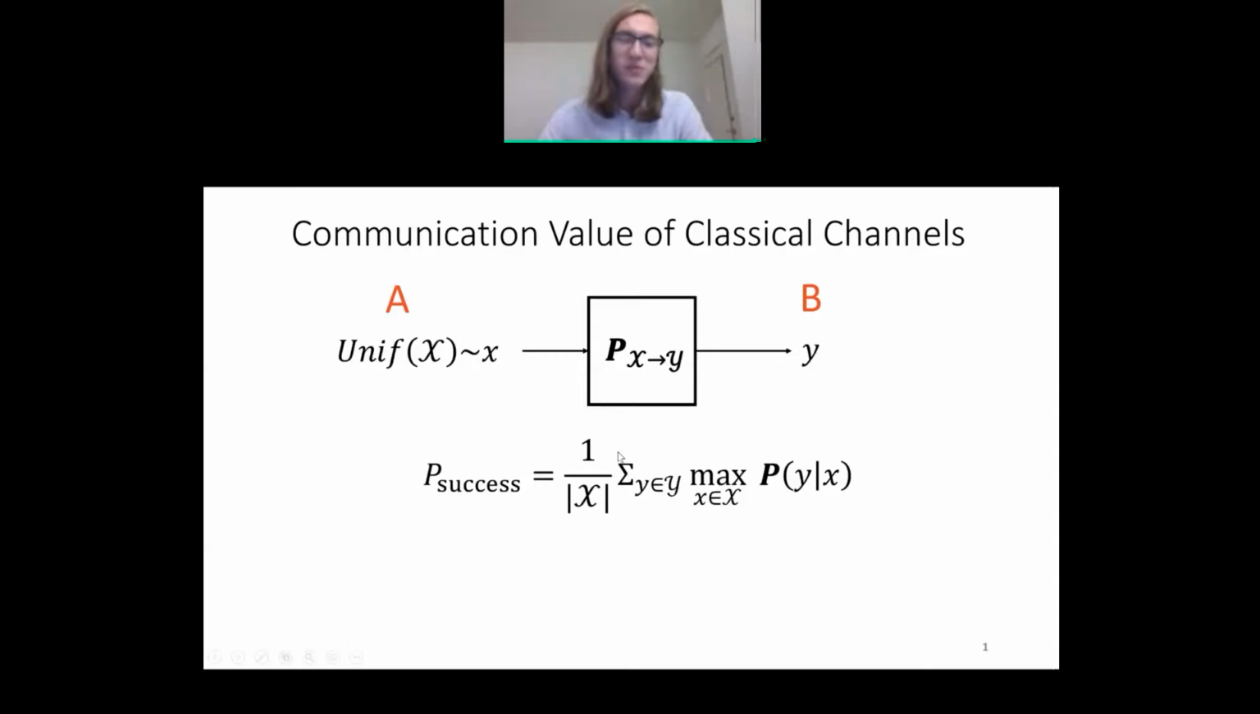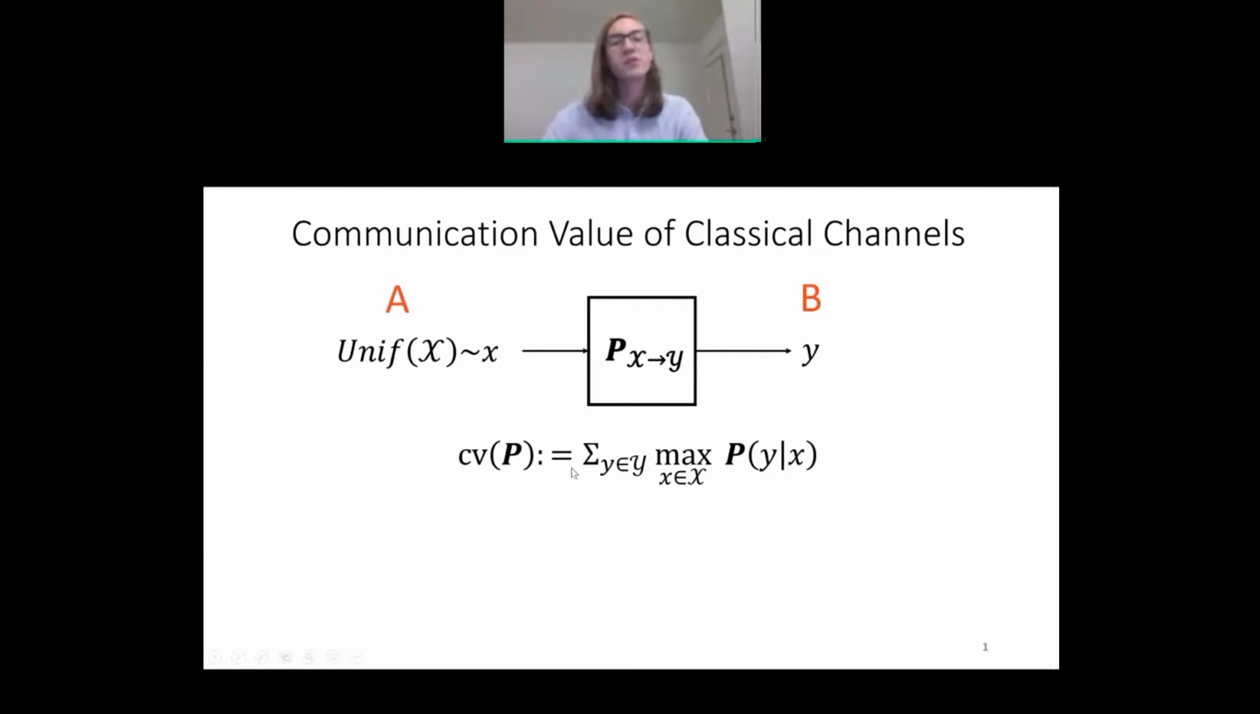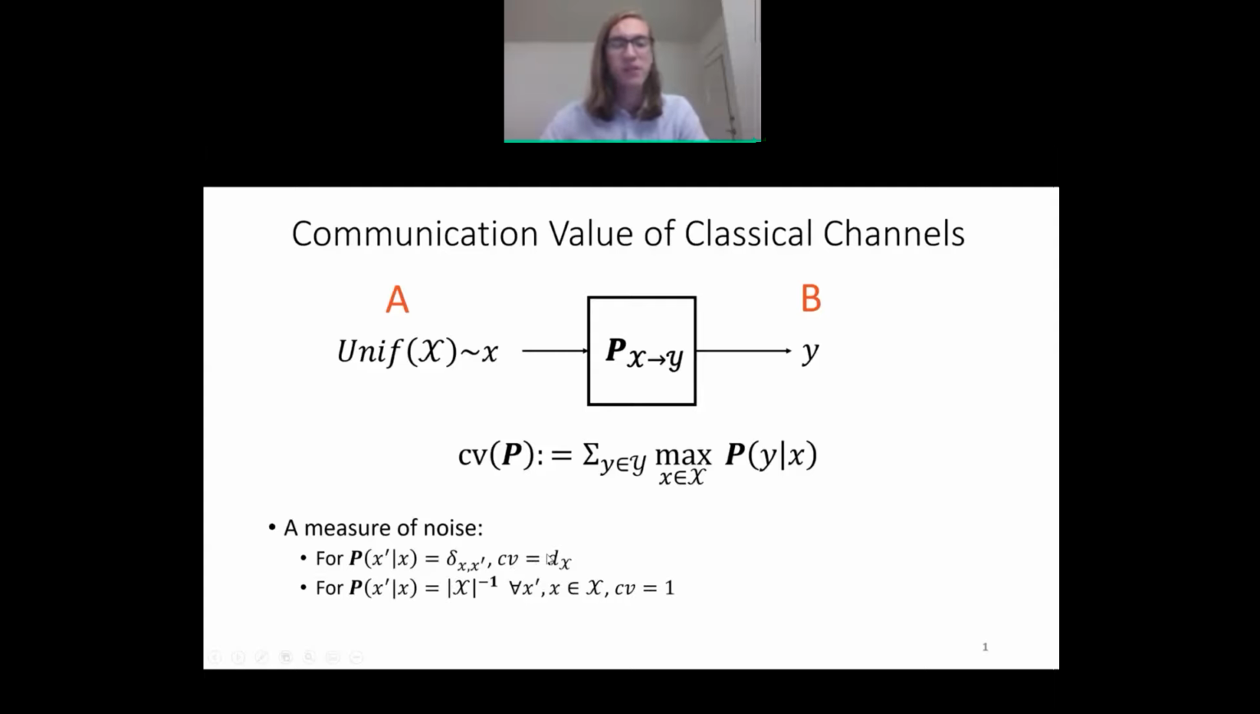So what we decide to do is we say, well, we're not really interested in the normalization, so we define the communication value of a classical channel as just the maximization part. And so we can see that maybe this might be an interesting quantity in the sense that it seems to be a measure of noise. If the channel preserves every input, then the communication value is the dimension of the input space. And if it maps every input to a uniform distribution over the output space, then the communication value is 1. So it seems to have some notion of noise.